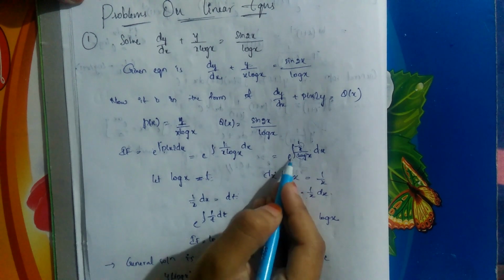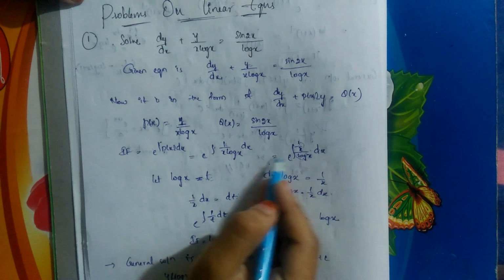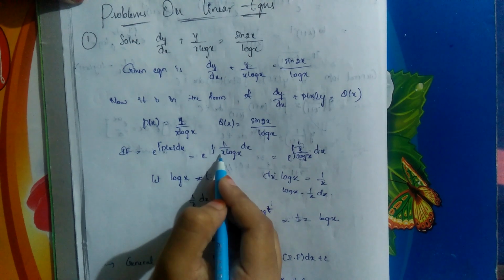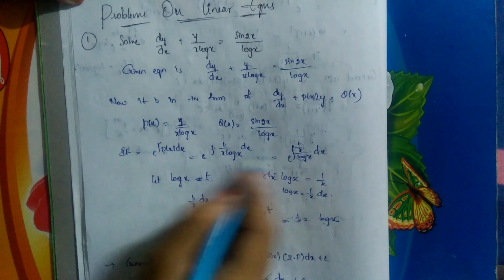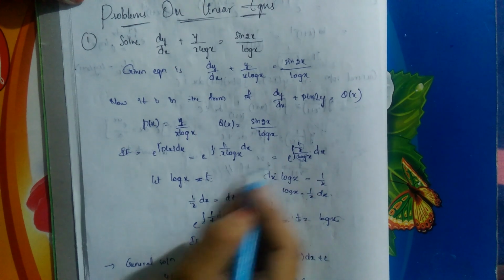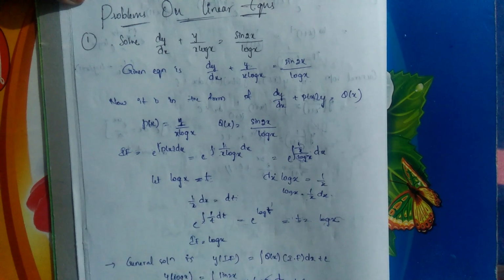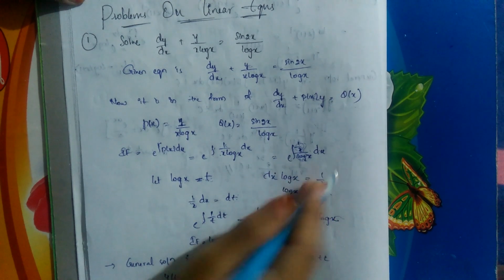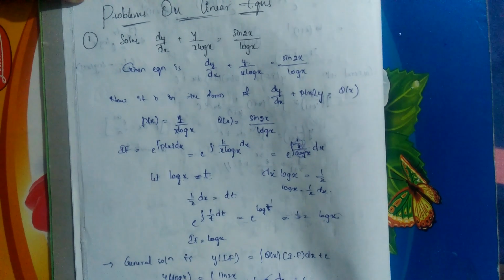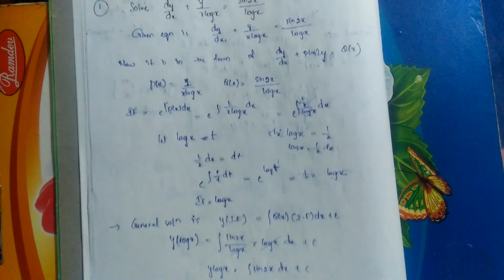So e power integration of 1 by x log x dx is log x. We have to assume one function as the variable t, and when we differentiate log x, we get 1 by x. Then we can find the general solution.